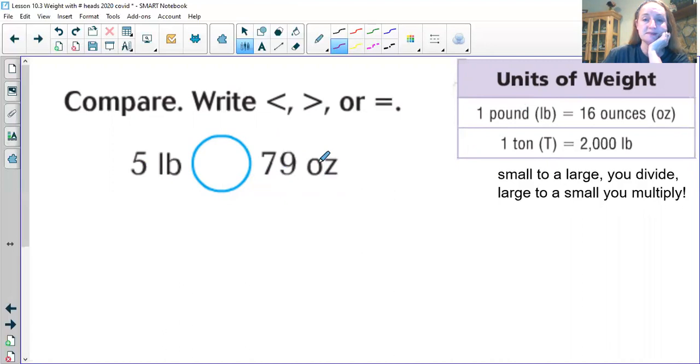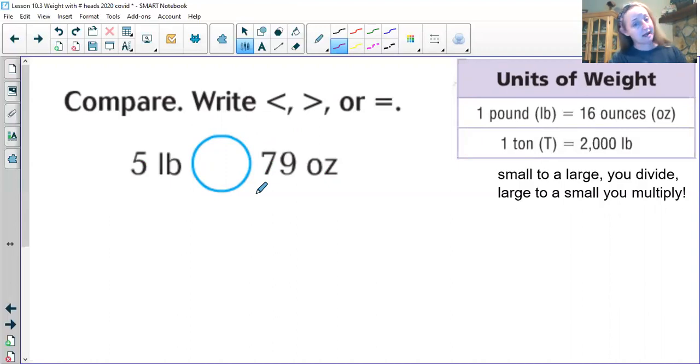So think, you're going to go from a small to a large. You divide. So if you're converting 79 ounces into pounds, you're going to divide for this side. But if you want to just change these 5 pounds to ounces, you're going to go from a large, because it's 5 pounds, to ounces, which are smaller. So you'll multiply. So you choose which method. Either way, you're going to get the same answer.